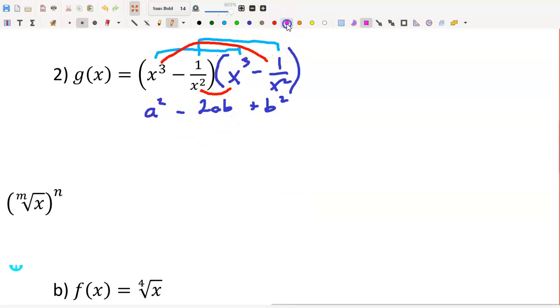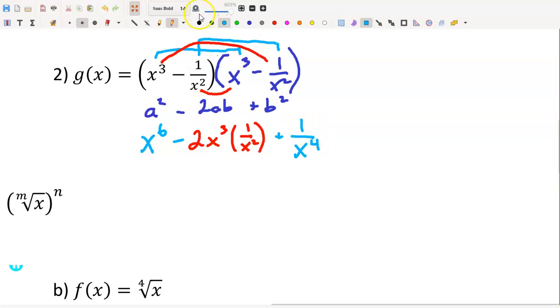Just follow the pattern. So we have a squared, which is going to be x to the third times x to the third, x to the sixth, minus 2, and then our a, which is x to the third, and our b, which is 1 over x squared. Right, and then once again we have the b squared, which is negative 1 over x squared times itself. So it's going to be plus 1 over x to the fourth.